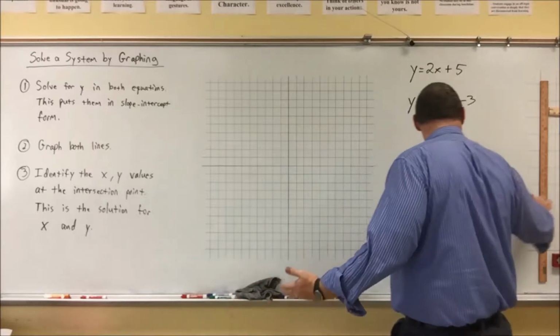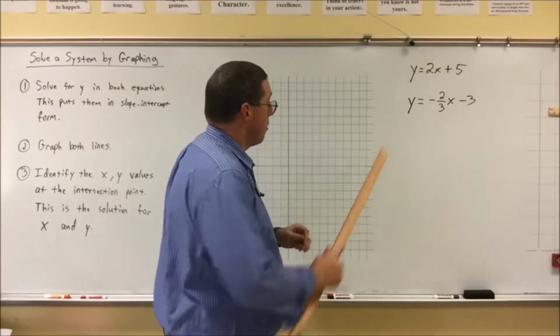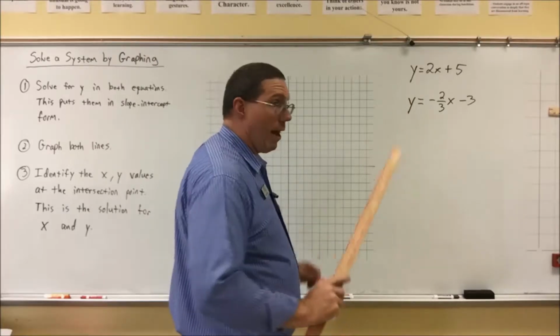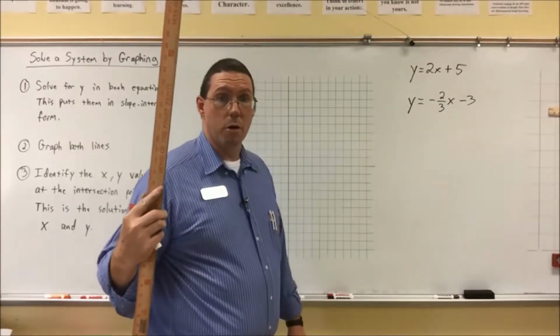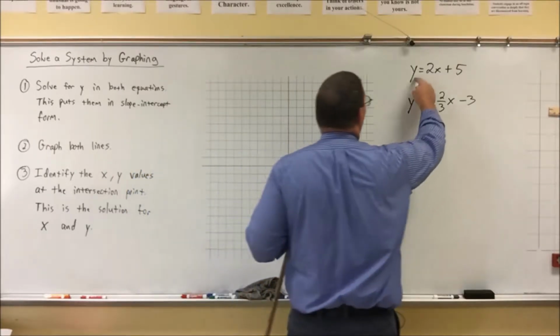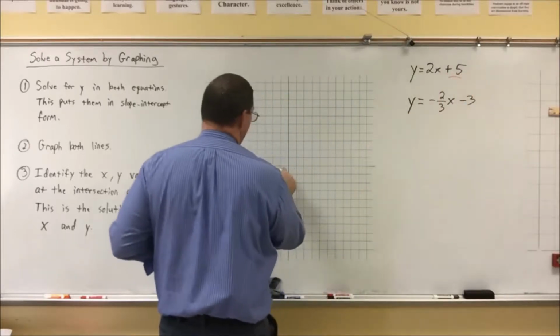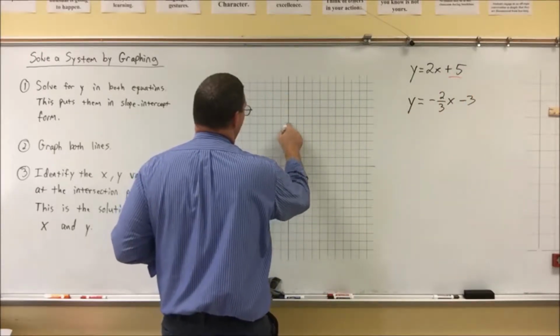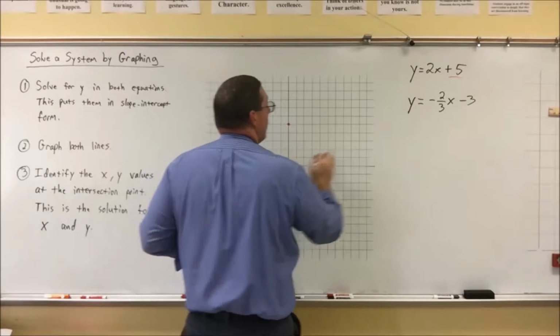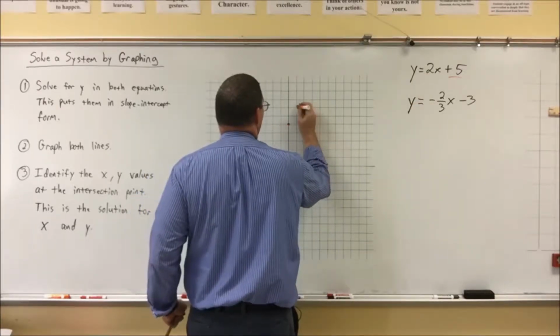We just learned how to graph the equation of a line in slope-intercept form, so that's what we're going to do right now. I'm going to use this ruler to draw the straight line. So we're going to graph y equals 2x plus 5. It has a y-intercept of plus 5, so we're going to go up 1, 2, 3, 4, 5, and put a dot. And then it has a slope of 2, so that means we're going to go up 2 and over 1.